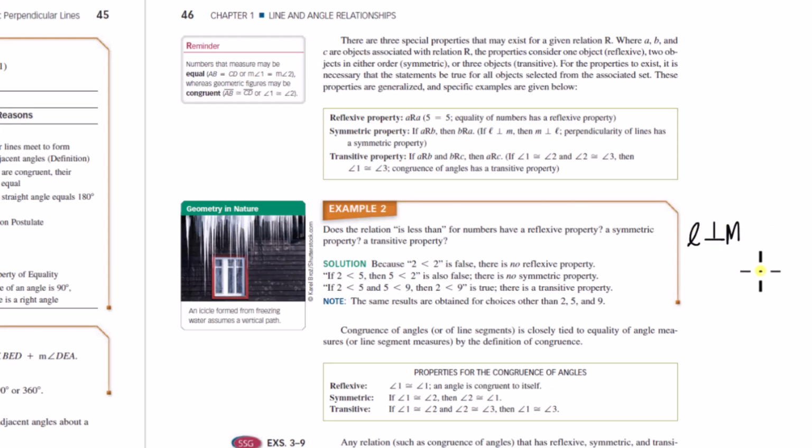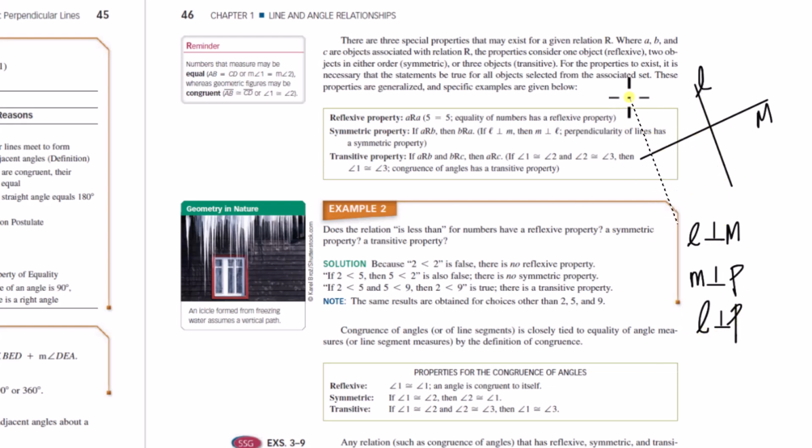Now, is it transitive? So if L is perpendicular to M and M is perpendicular to P, then is L perpendicular to P? That's interesting. Well, no, because it's not necessarily transitive, because P could be over here. They don't intersect. Or P could be out in a different plane than L and M, going through. So no, not transitive. So yeah, it's pretty interesting.